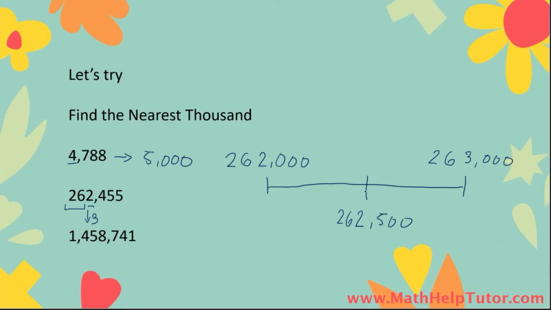So if our number is 262,400, that means if we have increments of 100, it is 100, 200, 300, 400. So our number is 262,455. Should be around here. So since our number comes before 262,500, we know that it is much nearer to 262,000 than it is to 263,000. So the answer to the nearest thousands for our number is 262,000.